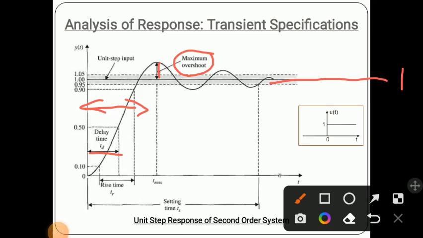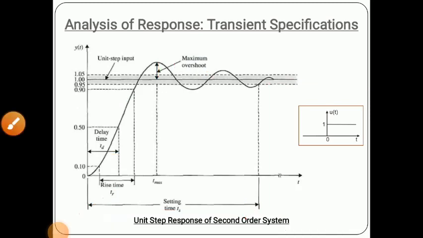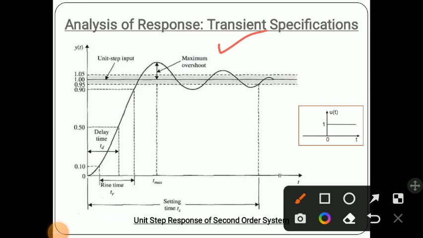One more definition is settling time. It is the time required for the output response to settle, with an error of plus or minus 5% considered while noting the settling time. So you have seen 3 to 4 definitions: maximum overshoot, delay time, rise time, and settling time. These 4 definitions are very important as far as transient specifications are considered. These are all called transient specifications.